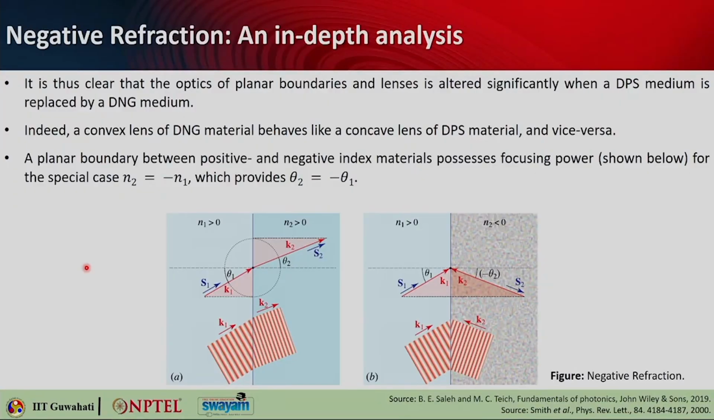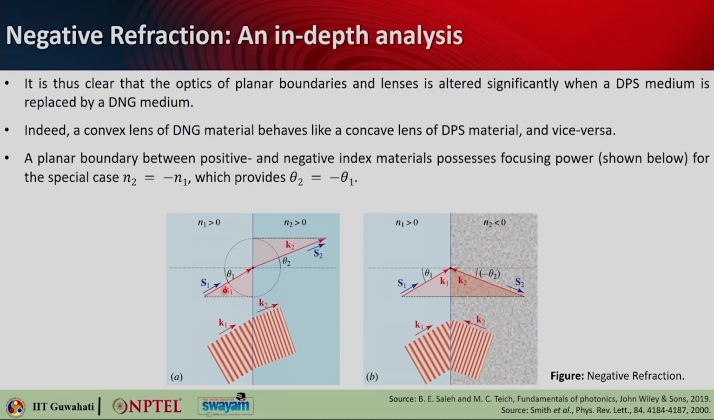And if you look pictorially at what happens, the planar boundary between positive and negative materials actually possesses focusing power. So let us look into this figure in a little bit more detail. Here we are considering two positive refractive index materials, so n1 and n2 both are positive. n1 is shown in a lighter shade, so this is a lower refractive index than n2.